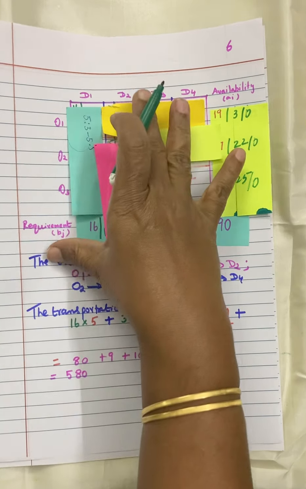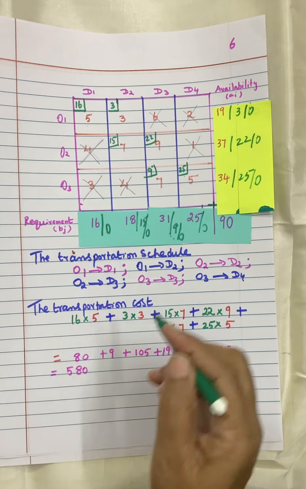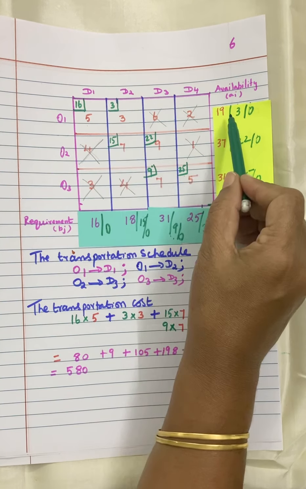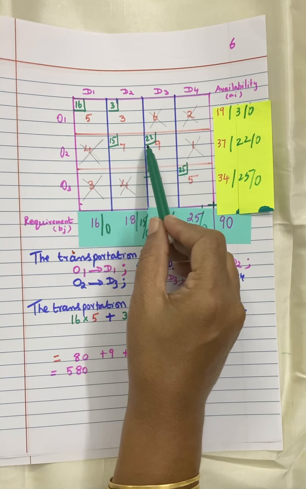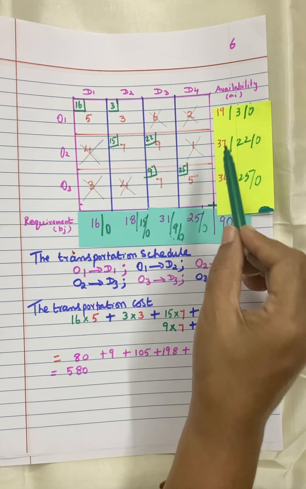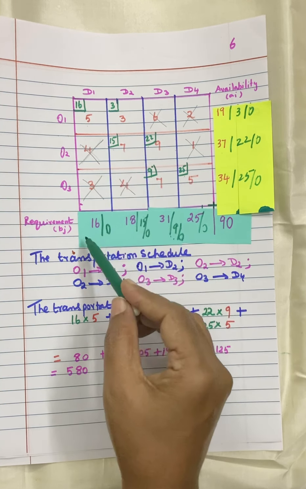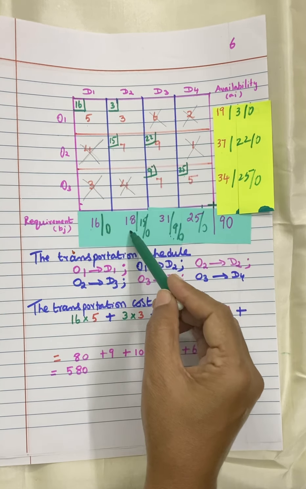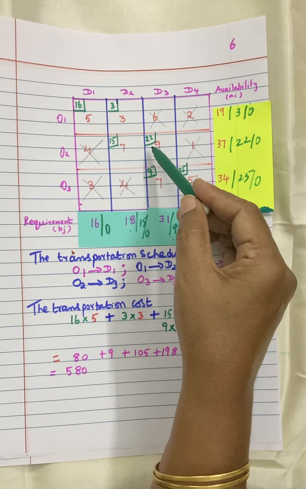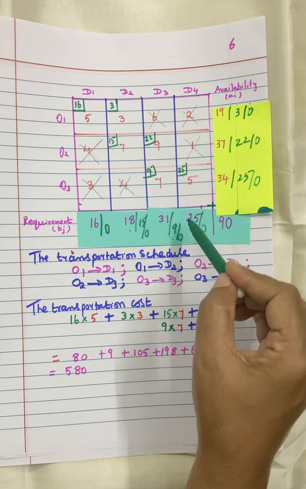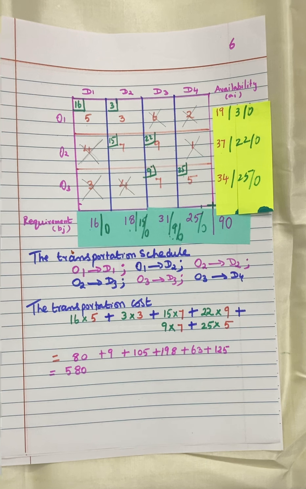Okay. Now we'll check whether our answer is correct or not. See, 16 plus 3, 19, correct. 15 plus 22, 30, 37. 25 plus 9, 34. Here it is 16. Here it is 18. Here it is 29, 31. Here it is 25. So our problem is correct.